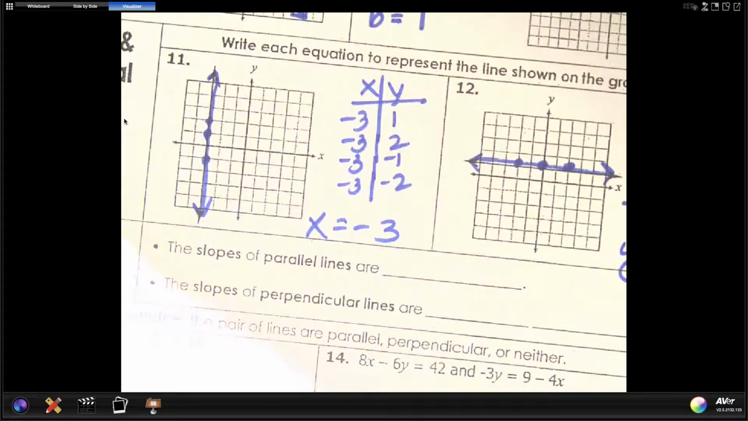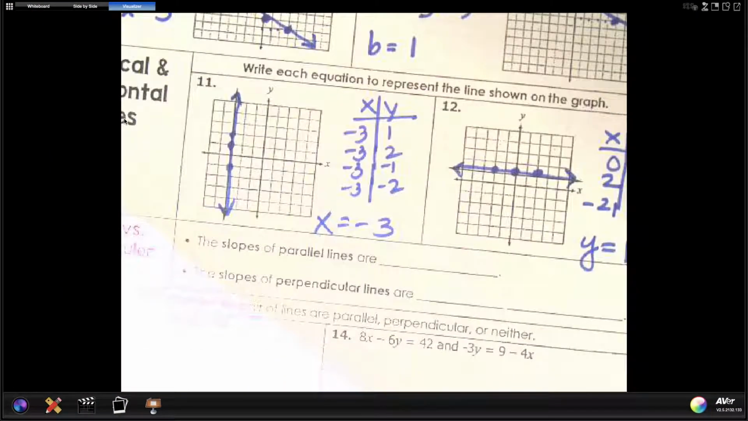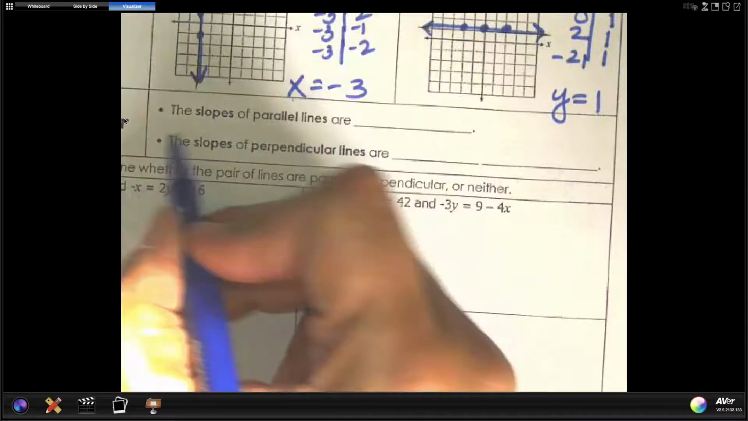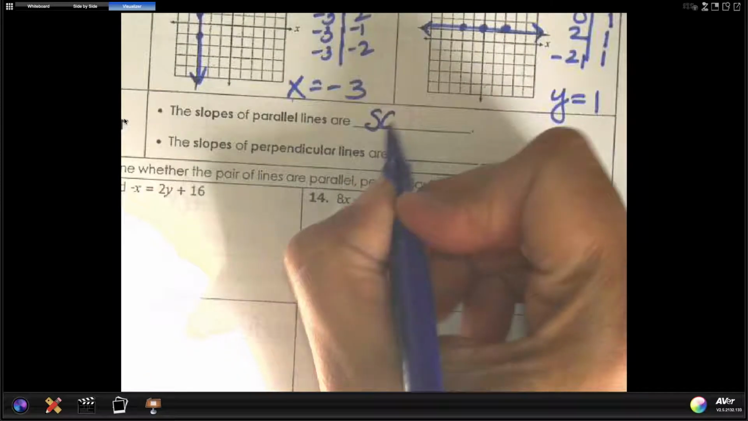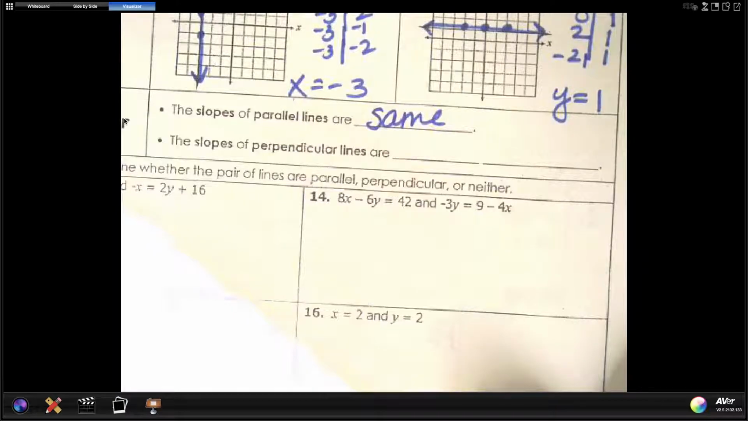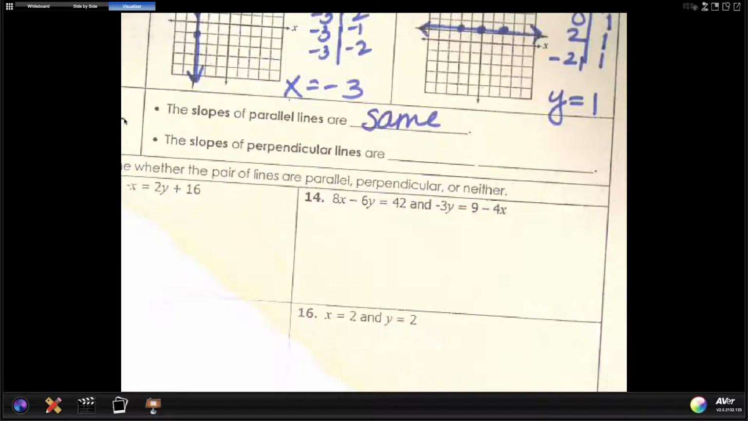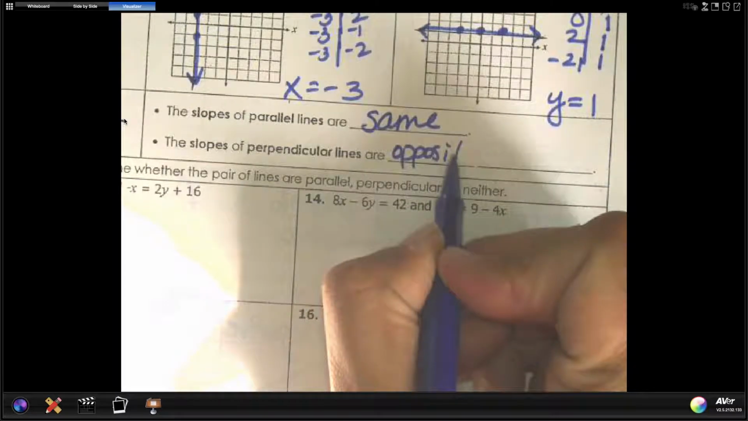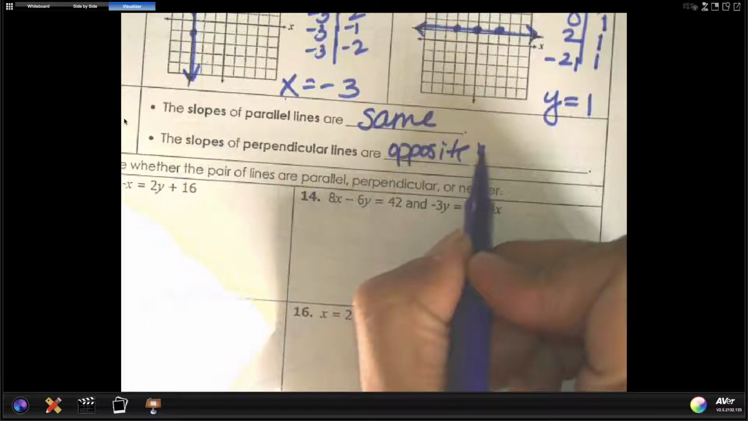All right, the last part we're going to do here is slopes of parallel and perpendicular lines. If two lines are parallel, they have the same exact slope. So the slopes of parallel lines are the same. The slopes of perpendicular lines are opposite sign and reciprocal.